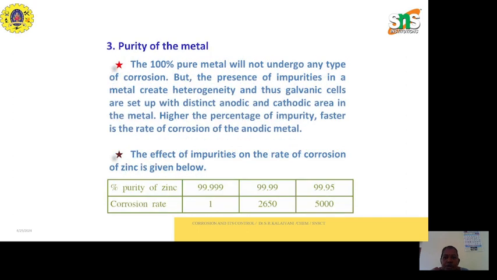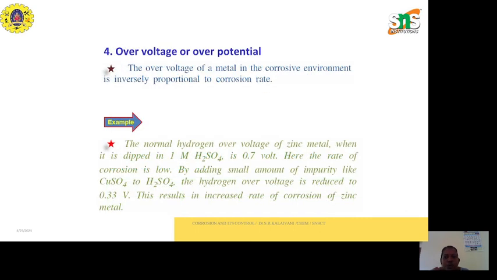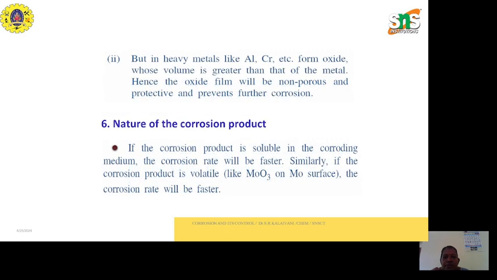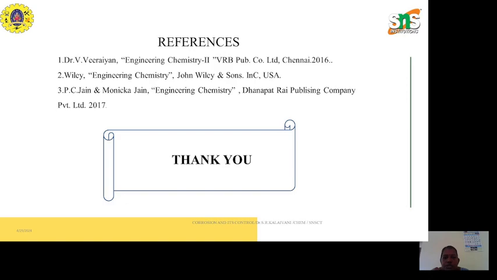Then purity of the metal. 100% pure metal will not undergo any type of corrosion. Then overvoltage or overpotential. The nature of the surface film. The nature of the corrosion product.